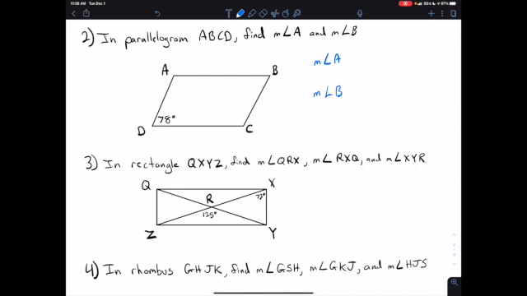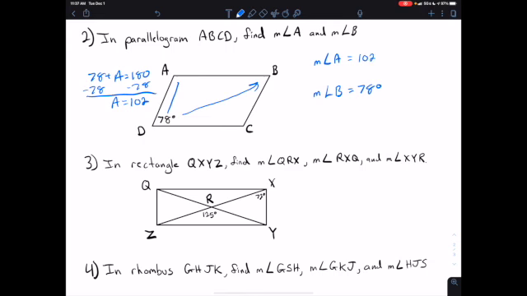Well, we're given D, so I can quickly say B is going to be the same. And then for the measure of angle A, since these are consecutive or adjacent angles, we can say that 78 plus A is going to make 180 degrees. So I'm going to subtract 78, get A on one side, and I'm left with 102 on the other side. So A's measure is 102 degrees.